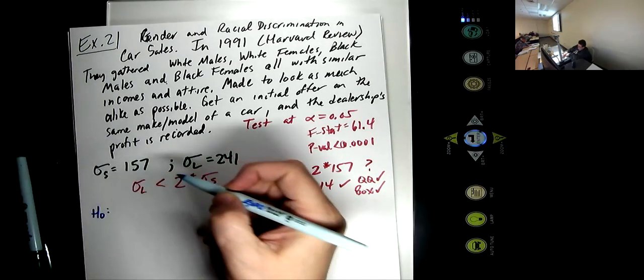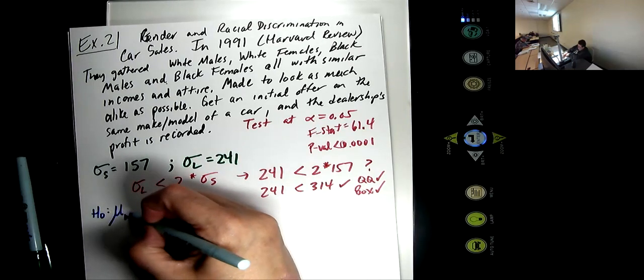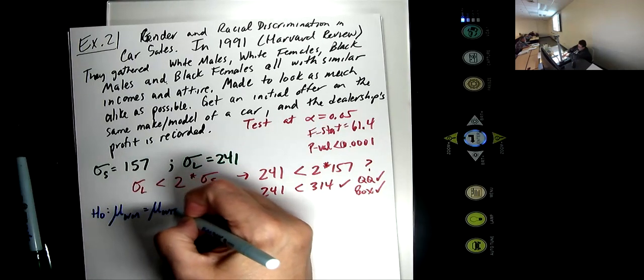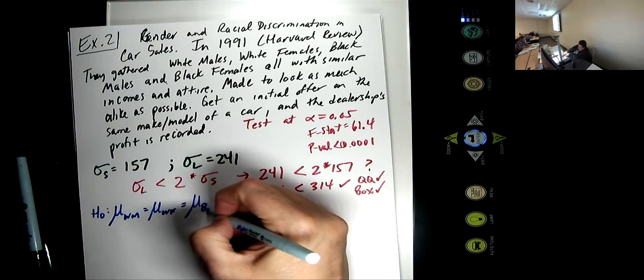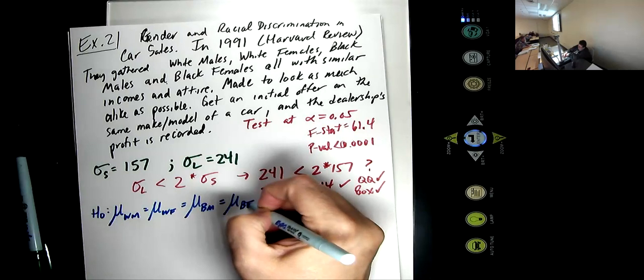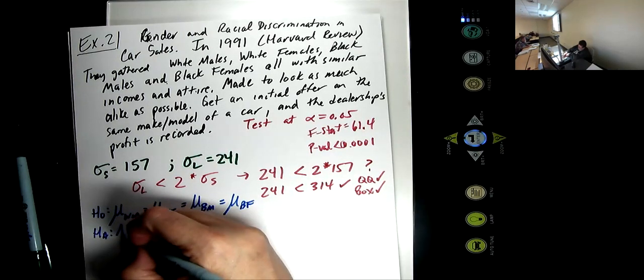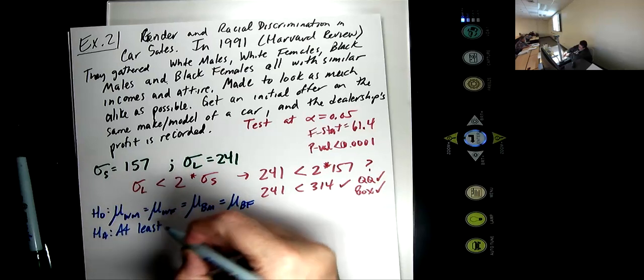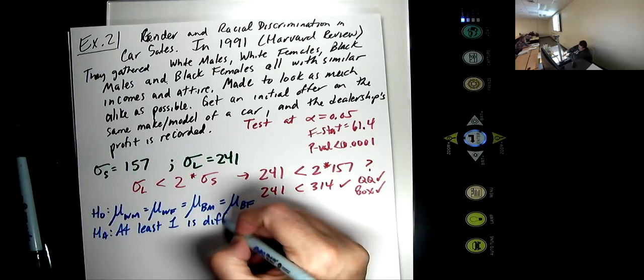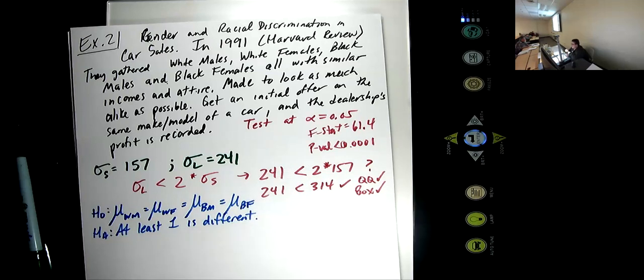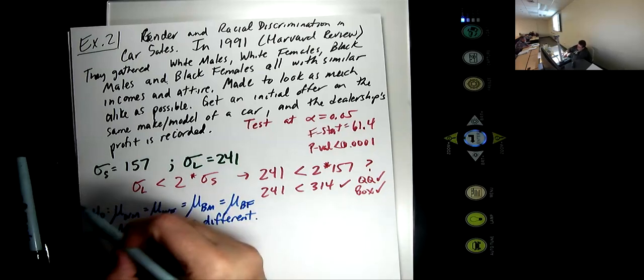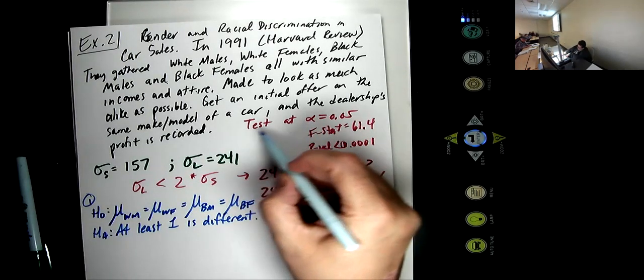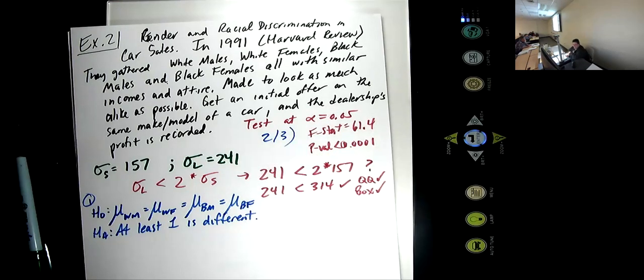So H naught: the mu of white males equals the mu of white females equals the mu of black males equals the mu of black females. And HA is at least one is different. That's step 1. Step 2 and 3 are up here. We got everything listed.